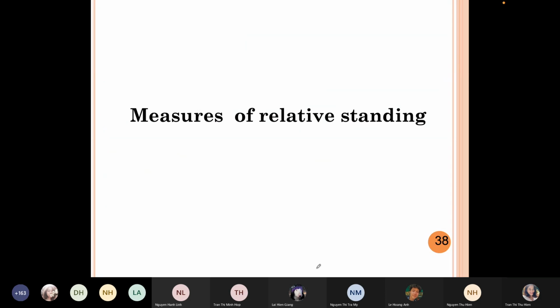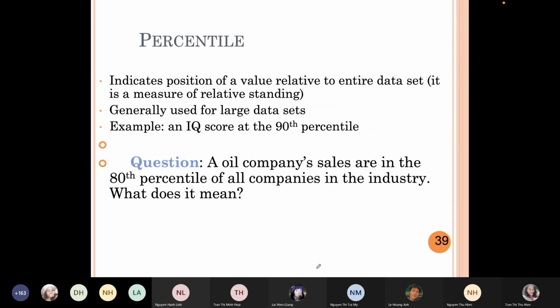Percentiles. The last part is a matter of relative standing. For relative standing, percentiles provide information about how the data are spread over the interval from the smallest value to the largest value. And we know that approximately 80% of the companies are lower than the individual, and approximately 20% of companies scale higher than the individual.